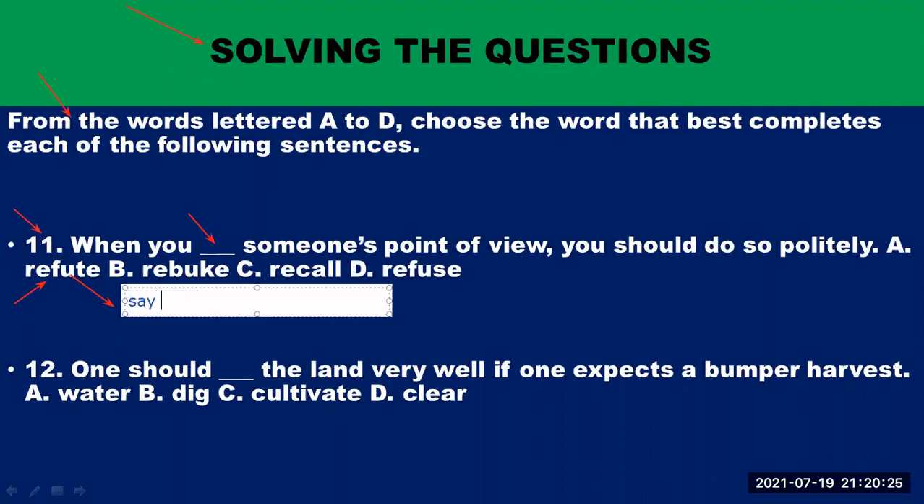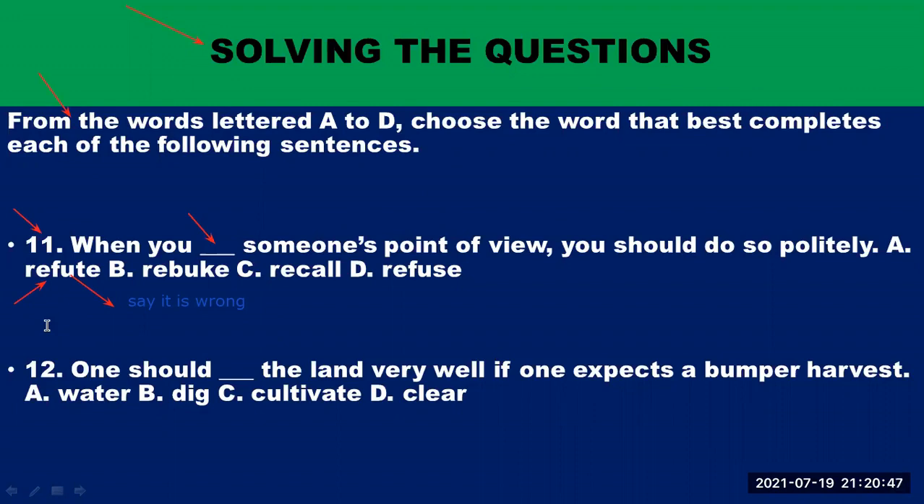Now, option B is rebuke. The word rebuke is more appropriate if you are talking about a person. If someone is wrong or you believe he is wrong, you rebuke him. You rebuke someone, but you refute someone's point of view.